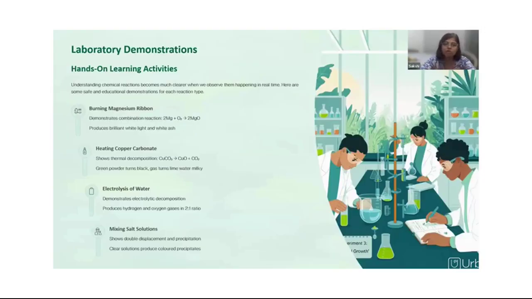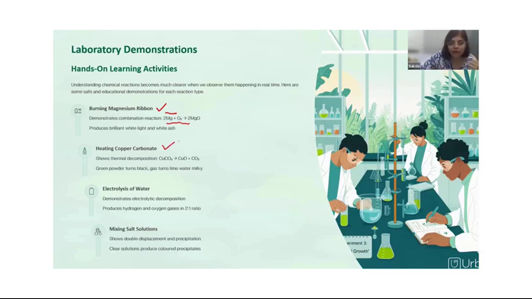These are the laboratory demonstrations that you would do in school, or you might have already done. That is the burning of magnesium ribbon. This demonstrates, can you guess what type of reaction it is? See the chemical equation. You are right, it is a combination reaction. Two reactants are coming together to give you magnesium oxide.